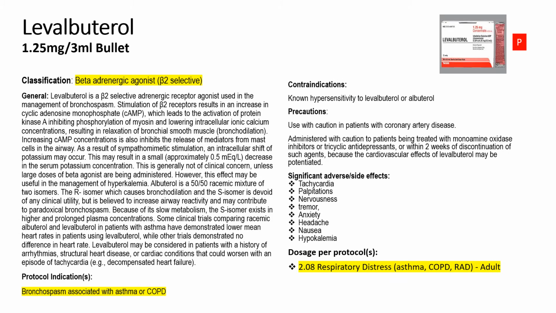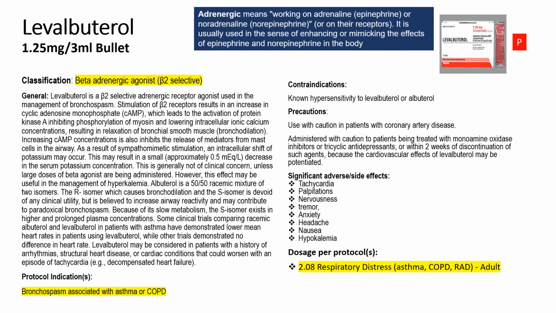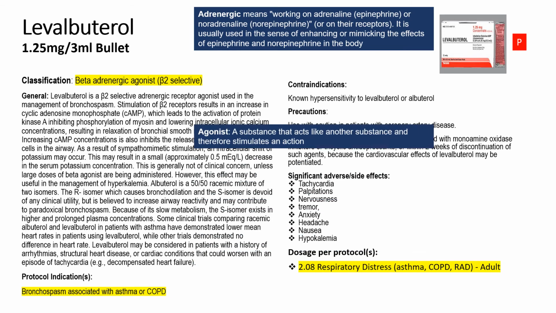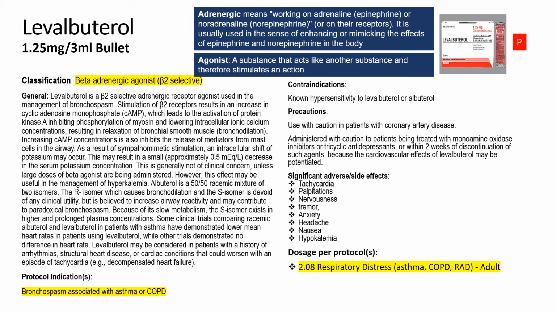Levalbuterol is classified as a beta adrenergic agonist, beta 2 selective. Remember, adrenergic means working on adrenaline, epinephrine, or noradrenaline, norepinephrine, or on their receptors. It is usually based in the sense of enhancing or mimicking the effects of epinephrine and norepinephrine in the body. Agonist simply means a substance that acts like another substance and therefore stimulates an action.